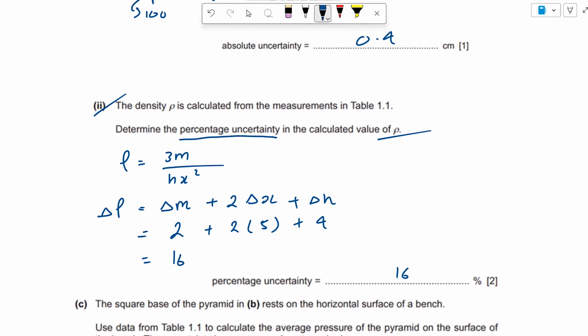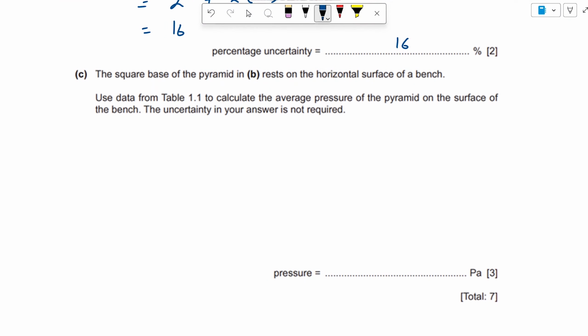Second question done. So we are supposed to find the pressure of the pyramid, so we know that pressure is equal to force over area.